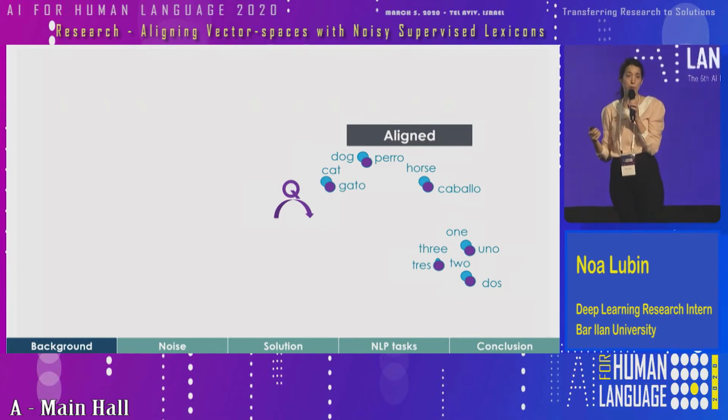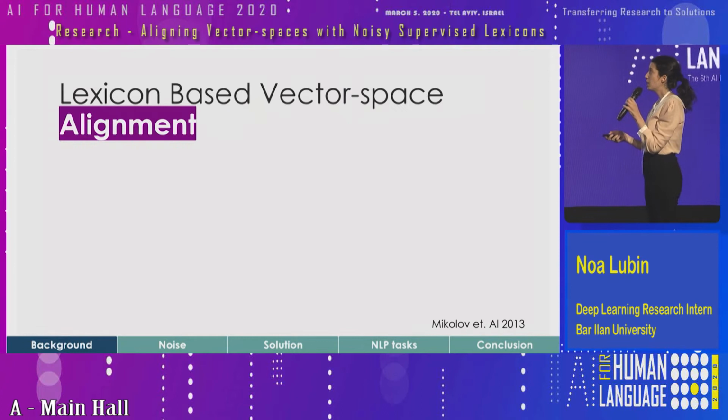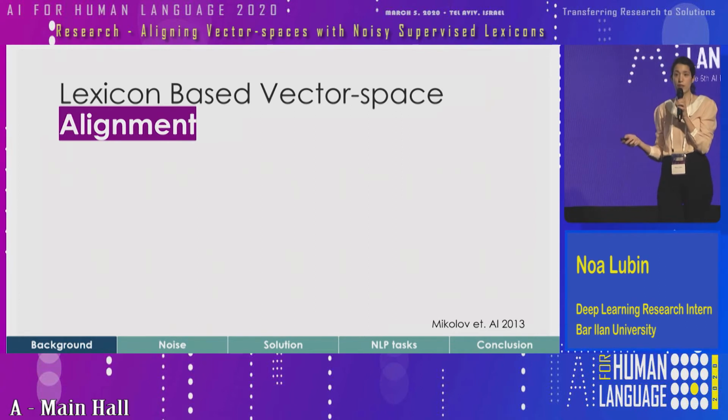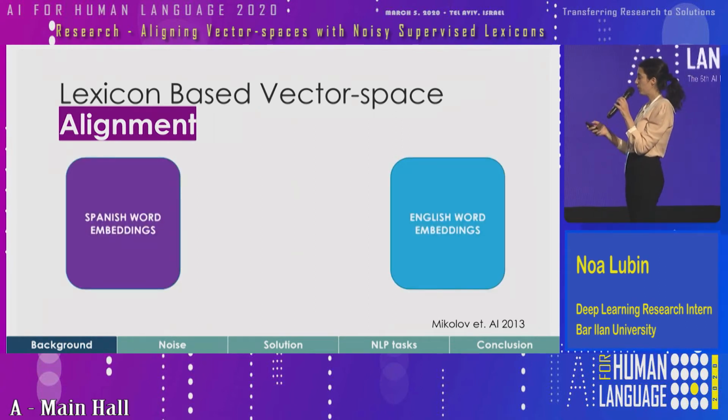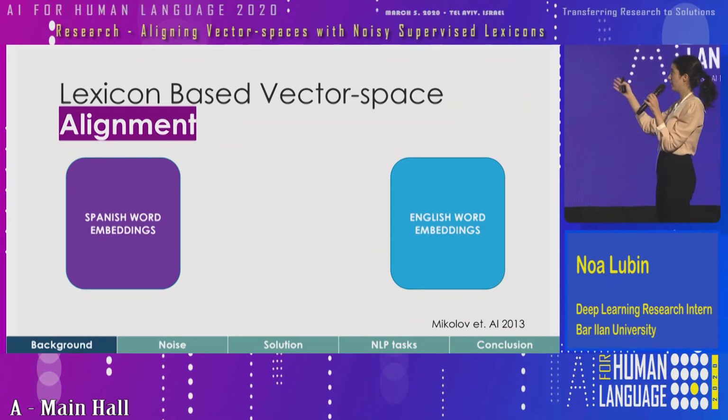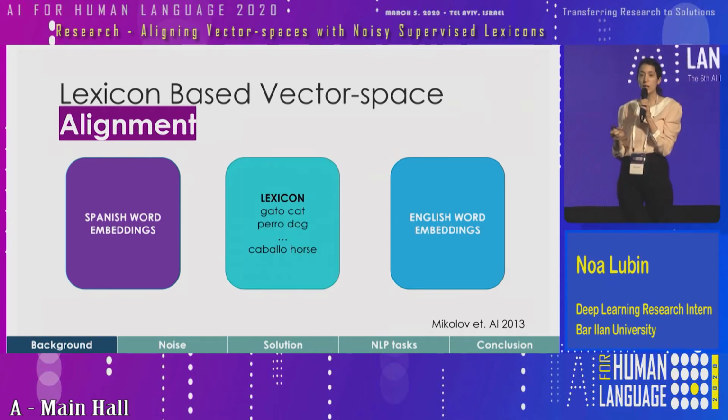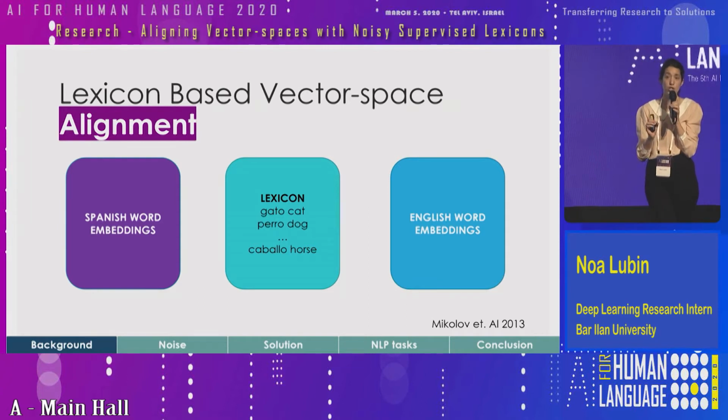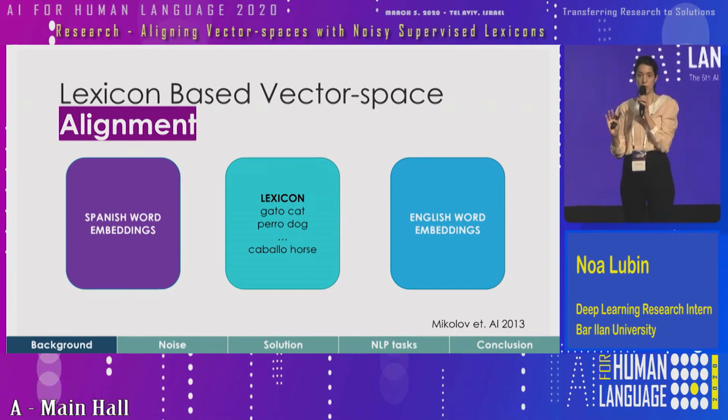So how do we find this translation matrix? This is a setup that Mikolov created in 2013, just after he created Word2Vec. Like in the previous example, we have the Spanish word embeddings and the English word embeddings, and we're given a very, very small lexicon. A lexicon is like a small dictionary that contains pairs across both embedding spaces. It can be very small, just a few thousand examples, or may not exist at all. By having this lexicon, I can learn the translation matrix.